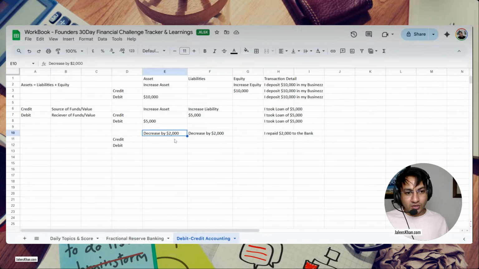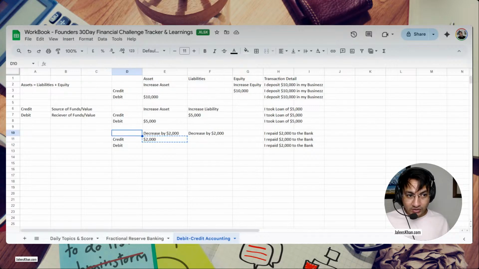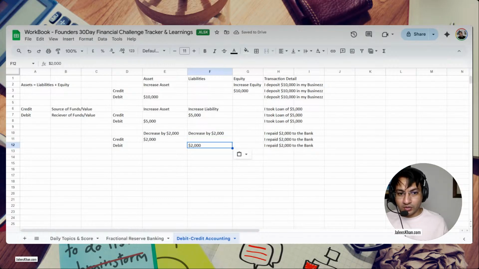And so the starting point, the source of fund, is assets. And here, the end, the receiver of the fund, is the liability. So here we go. The bank received the fund, so that's why it is coming here.